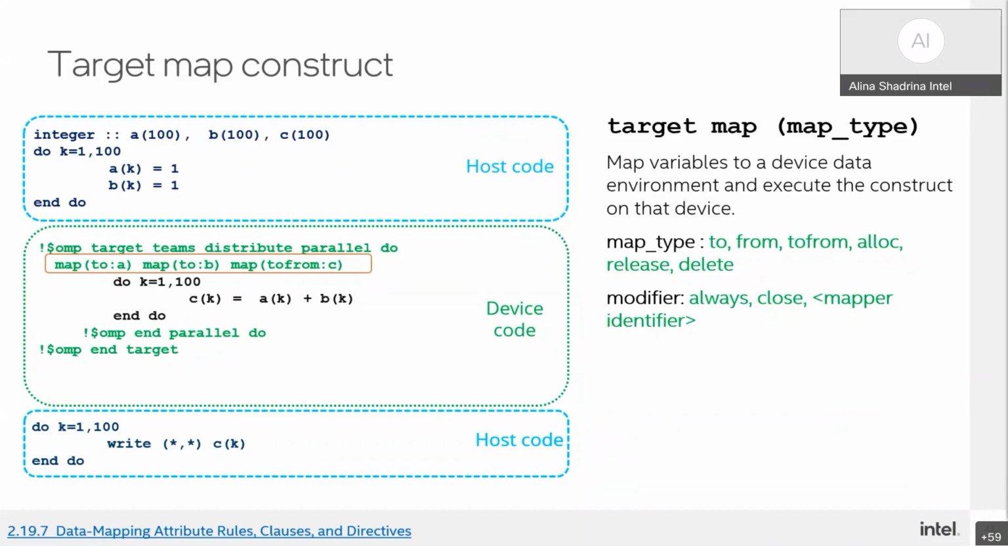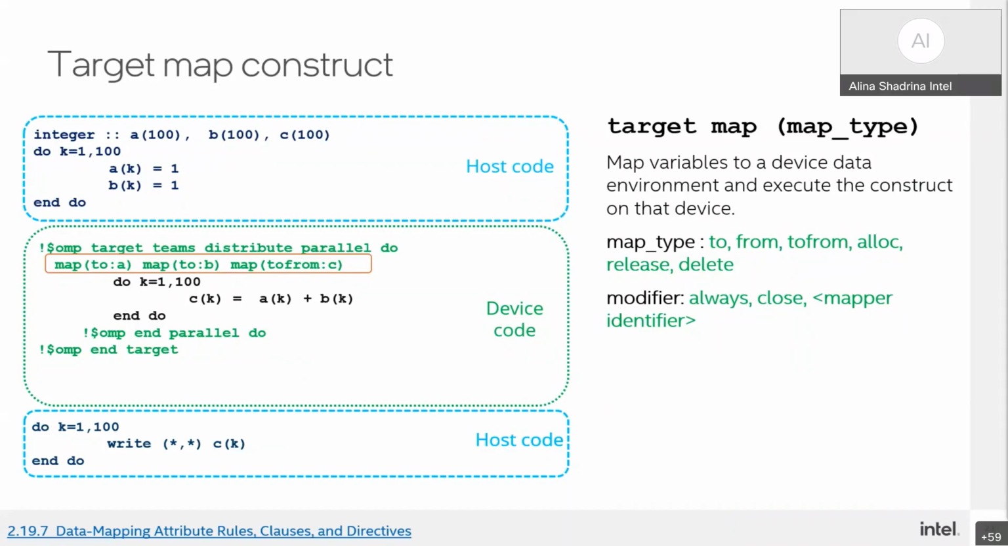For example, A and B contain data. We are going to read them and they are not expected to be changed. So we will use to with them, and it means that we are going to copy data to the device on entry to a target region. But we are going to store the result in the C array, so we are going to use from. Firstly, we created it on host, and it is empty. So we are moving it to a device by using this construct.